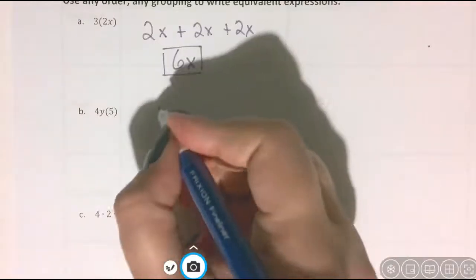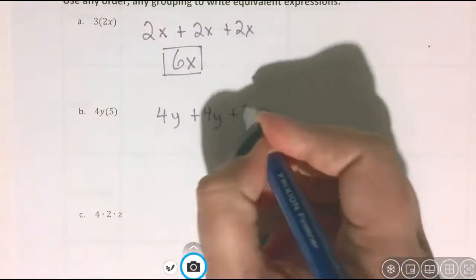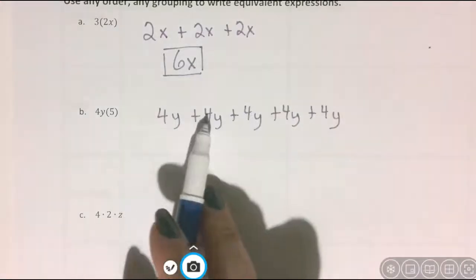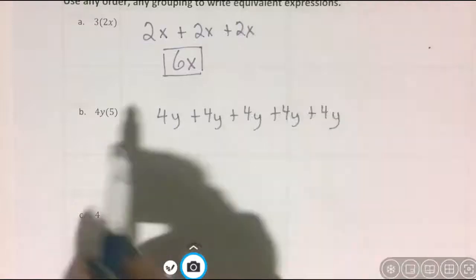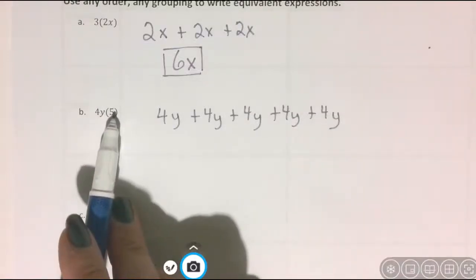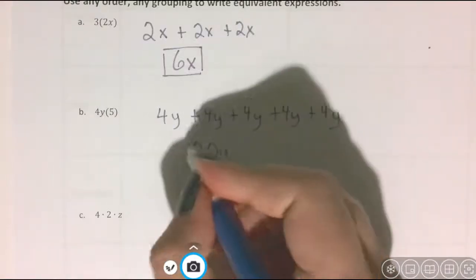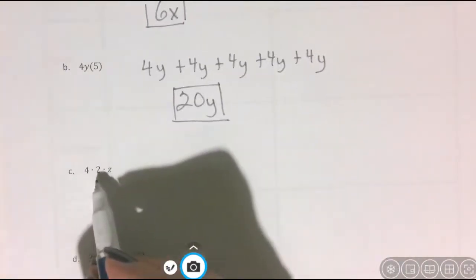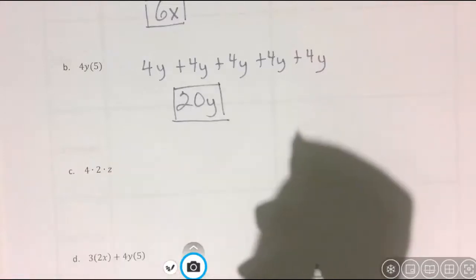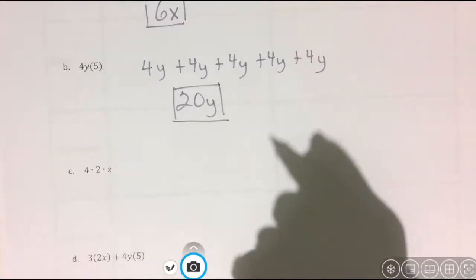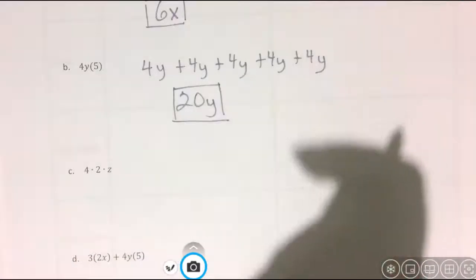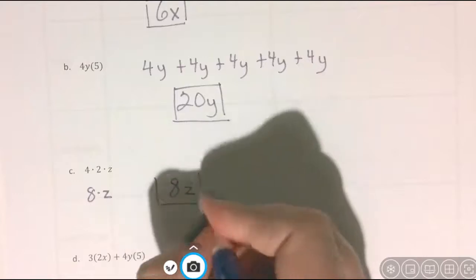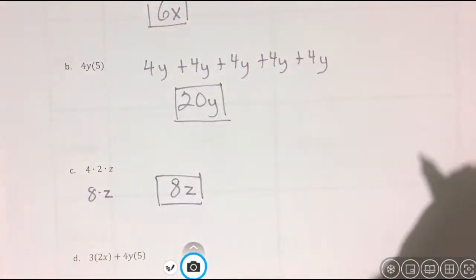Okay, 5 groups of 4y. 4, 8, 12, 16, 20. Also remember that 5 times 4 is 20. At any rate, standard form, 20y. Okay, here we have 4 times 2 times z. Well, 4 times 2 is 8 times z. 8 times z is 8z.